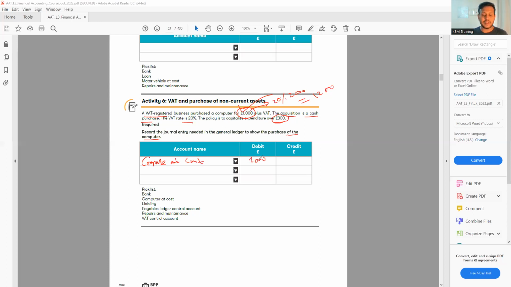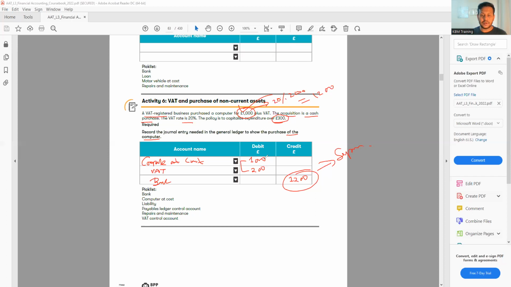Asset is a debit. Then the VAT is also an expense for me, so the VAT account will be debit 200. And finally, from the bank, I have to pay 1,200. So bank is 1,200. So I need to pay 1,200. So 1,000 plus 200 is equal to 1,200. So I'm paying 1,200 to my supplier from my bank.